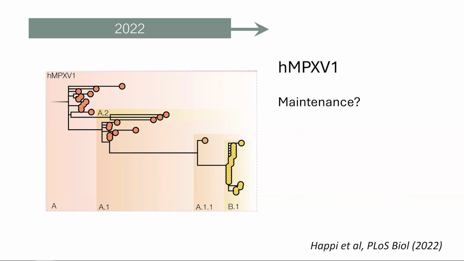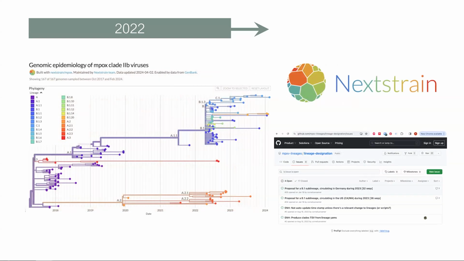But this again raised the question about who would be able to maintain this lineage system by designating new lineages when required. And for the time being, it's being done by the Nextstrain team, including Cornelius. And there's also a new GitHub to try and get a bit of community input where needed, if it were to take off further. Yeah, I'm going to move on now to the main point of my talk.